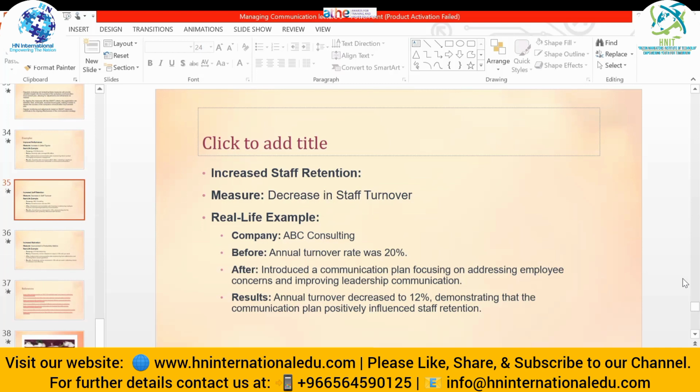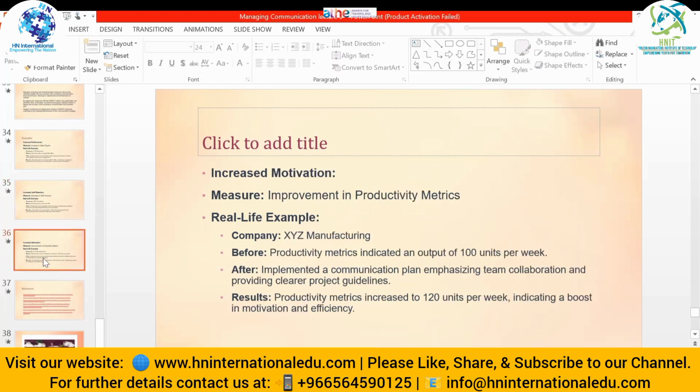So the points which we discussed are actually in reality as well. We have to implement those points. They should be factual. Lastly, we have the example for the third point, that is increased motivation. The measure over here is improvement in productivity metrics. Company XYZ, which is a manufacturing company: before, the productivity metrics indicated an output of 100 units per week. That is, this organization was making only 100 units per week.